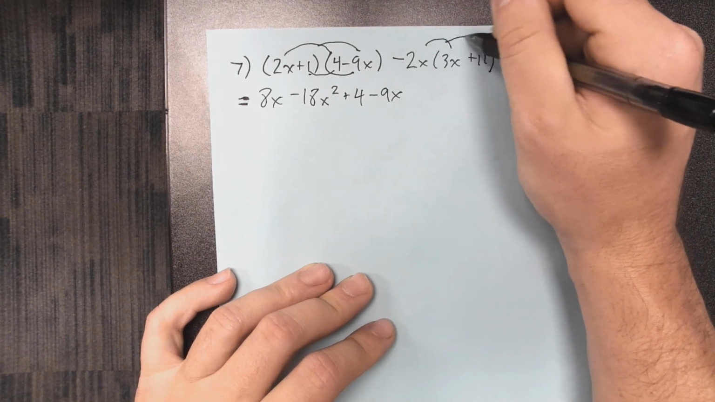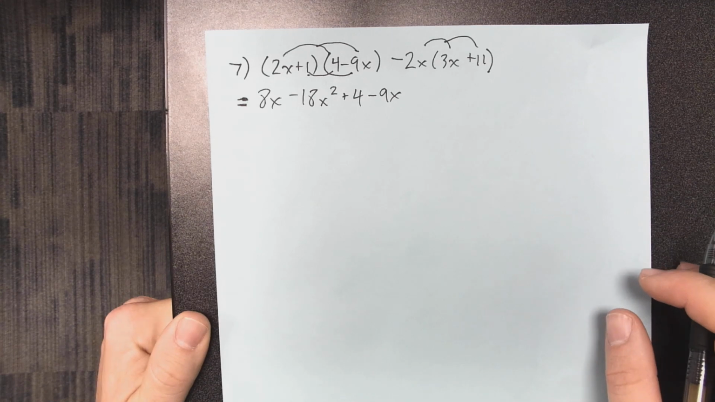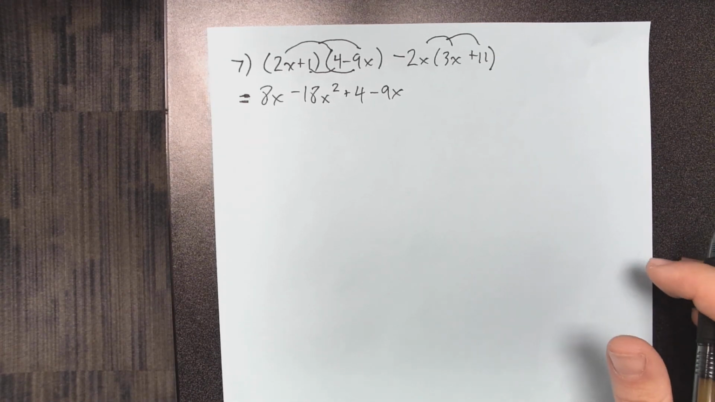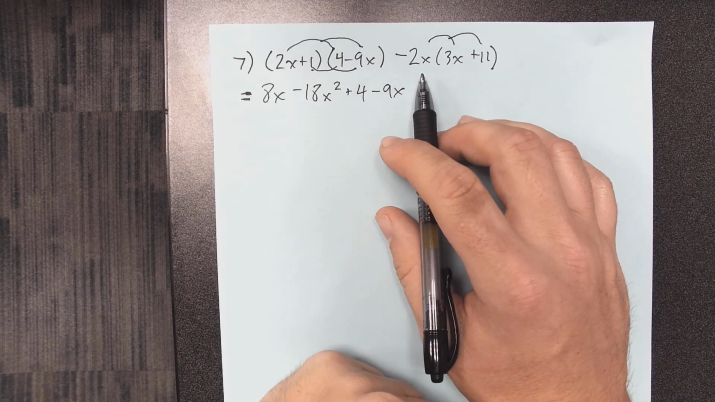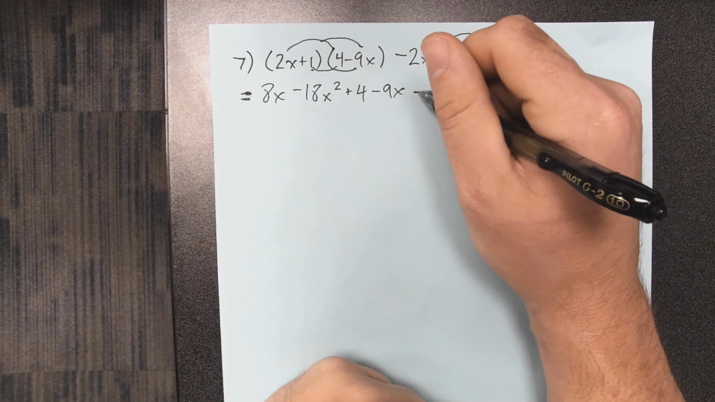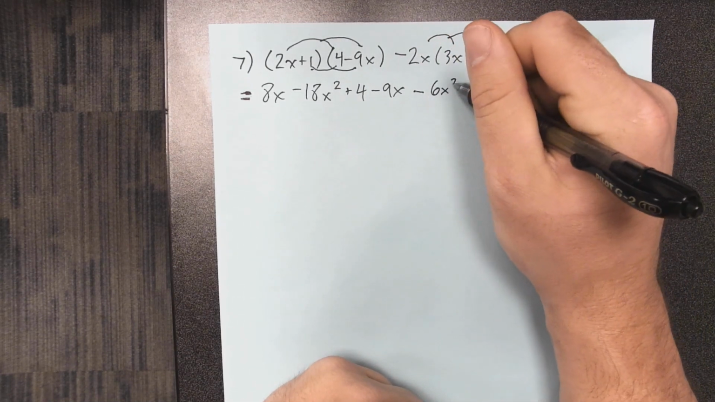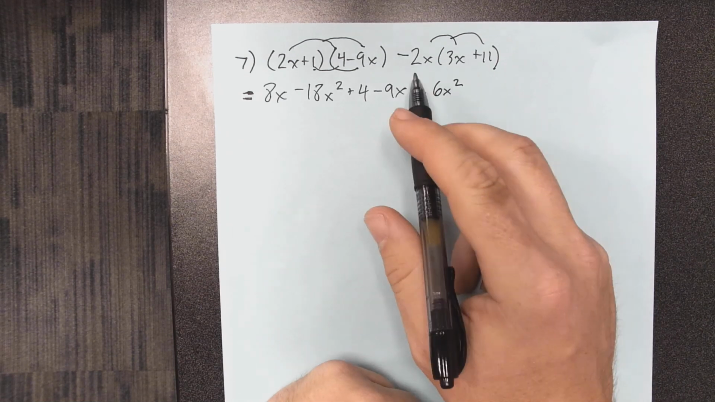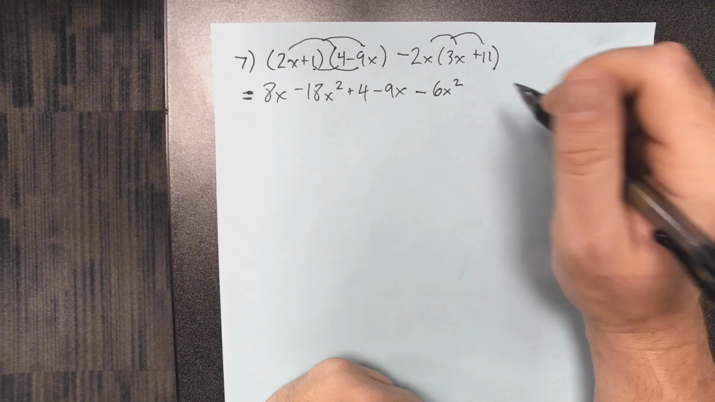Now we need to multiply over here, distribute. So we got a monomial times a binomial here. So we got to distribute the multiplication by negative 2x. Negative 2x times 3x is going to be negative 6x squared. And then negative 2x times 11 is going to be minus 22x.